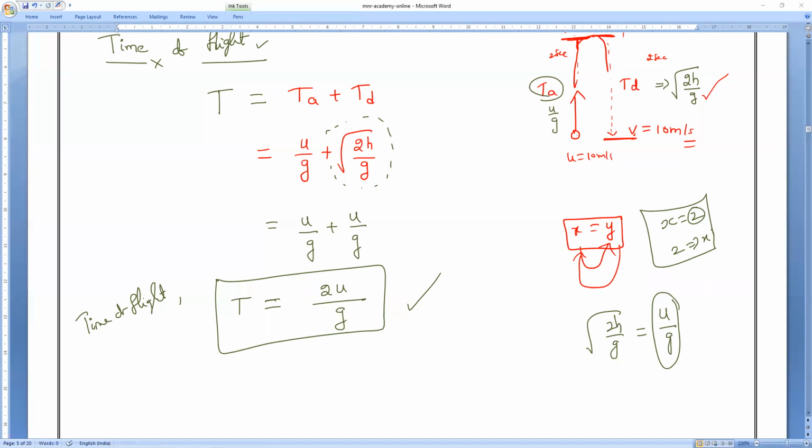Yes, sir. Finish it. So can you repeat it? Time of flight is the time for which a body remains in the air, and is given by the sum of time of ascent and time of descent.